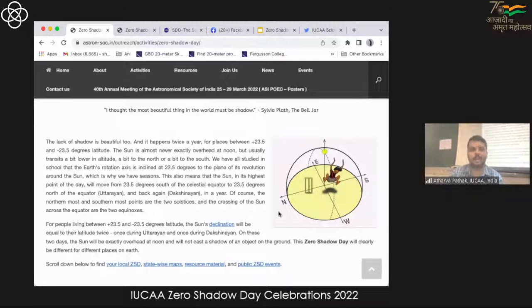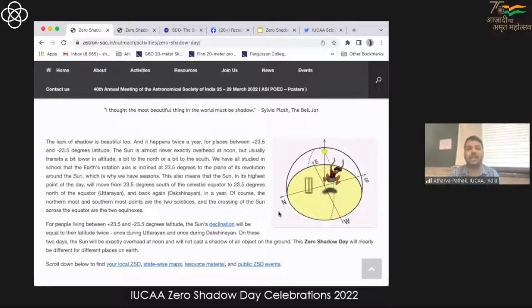On the day of equinox, the equator will experience Zero Shadow Day. So when are the equinoxes? There are two days: 21st of March and 22nd of September. On those days, the sun will rise exactly in the east, go overhead, and set exactly in the west on the equator. But since we are away from the equator, Pune, where we are streaming from, does not get an equal day and equal night on the equinox. Because we are northward, the sun is not exactly rising in the east or setting in the west. So for us, Zero Shadow Day happens twice a year.